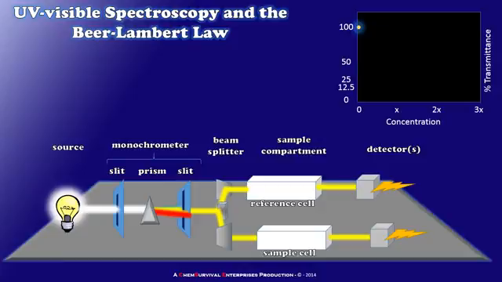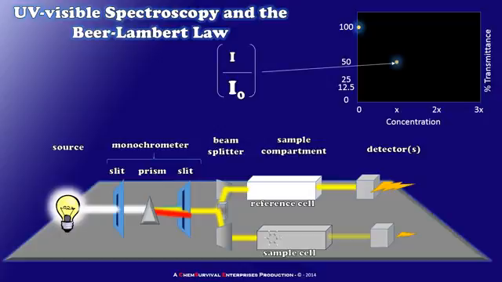Now let's add a little sample to that cell, something that might absorb this light. Now notice that when I do this, the intensity of the light exiting the sample cell has decreased, and therefore the current generated by its detector has also decreased. So now the ratio of intensities is no longer 100%. In this case, let's say that it's down to 50% at a given concentration, which I'm going to call X.